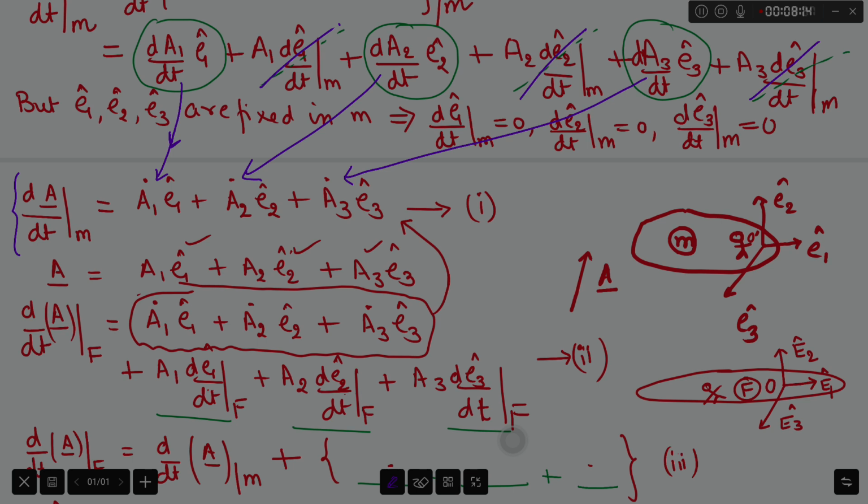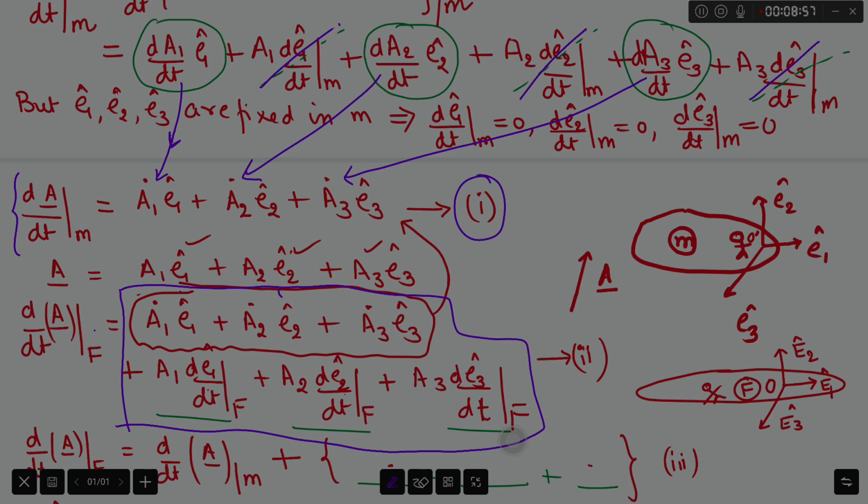But then I remind myself that A is A1 E1, A2 E2, A3 E3. If I now take the derivative of A with respect to F, I will get the expression that I have here. So this one I am keeping in reserve. I am re-expressing A in terms of the M fixed Cartesian coordinate system, and I write dA dt with respect to F as this, which has 6 terms.